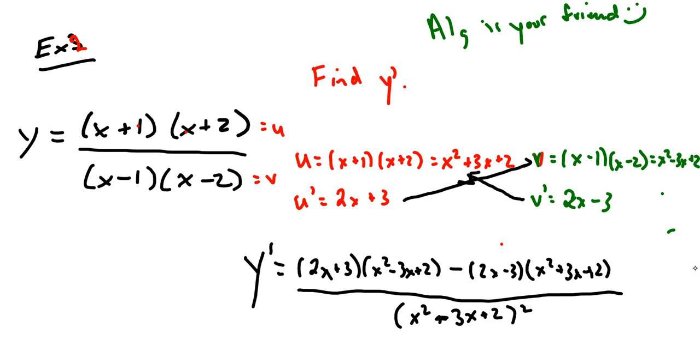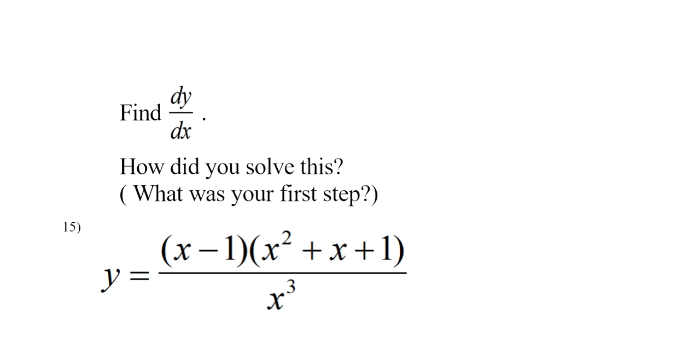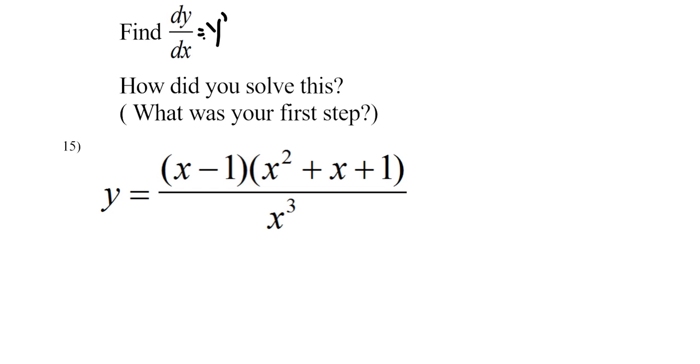You can simplify if you wish, but that's going to be our derivative. We found y prime. That's the quotient rule, my friends. All right, we're going to do one more. So how do you solve this? We're finding y prime, so dy dx also equals y prime. Once again, you have a quotient function, and there's a bunch of different ways you could solve this. We have u and we have v. So yes, you could use the quotient rule.